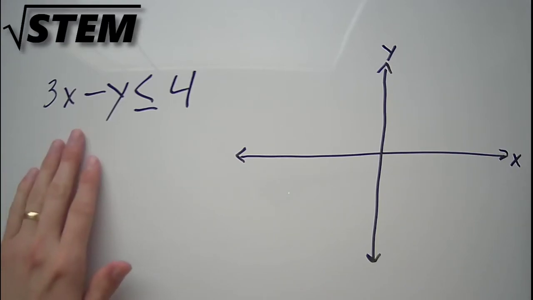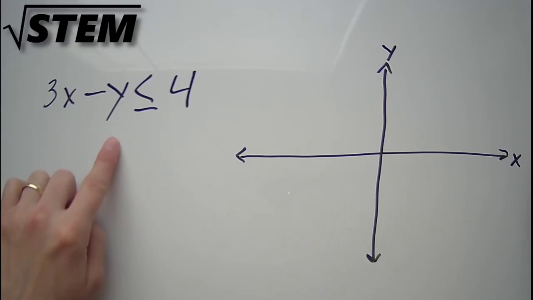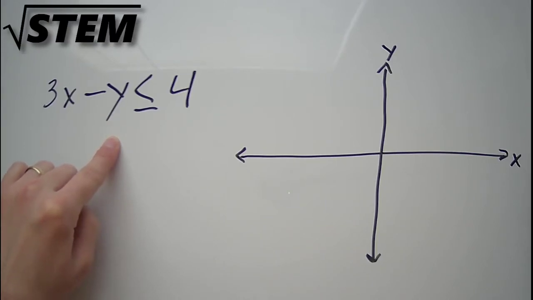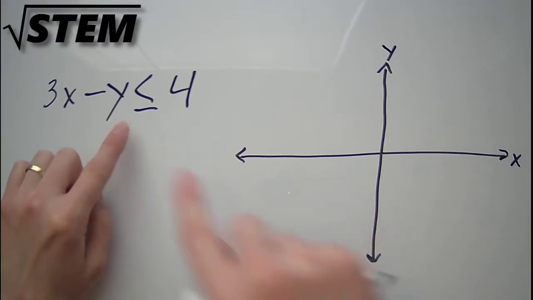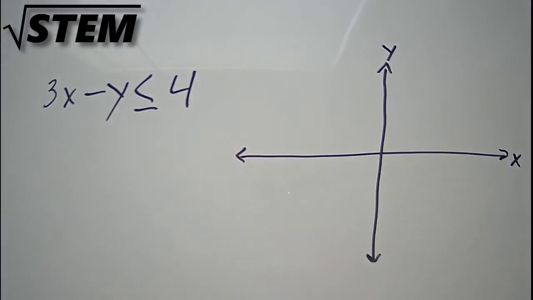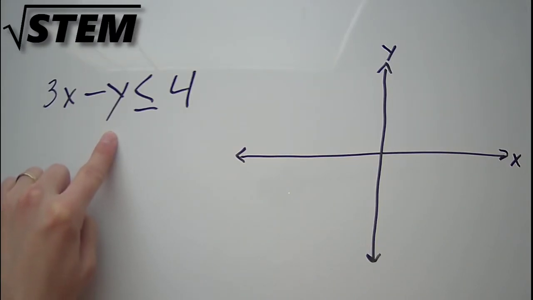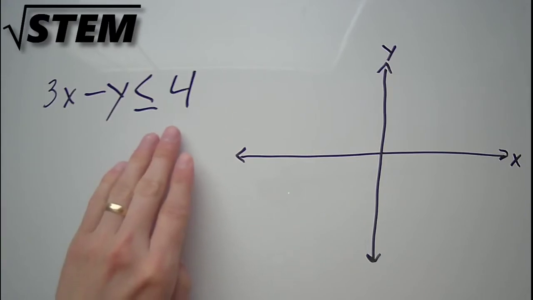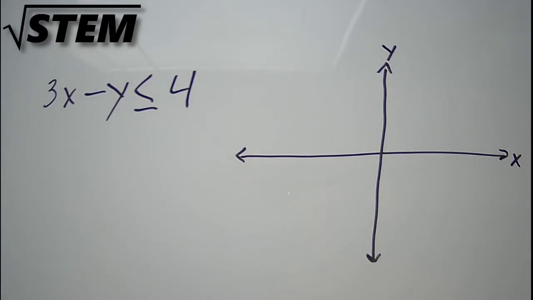So, our first step should be to solve this for mx plus b form, the equation of a line. Even though we have an inequality symbol here instead of an equal sign, it's still going to work. It will still give us a line. So why don't we try to get y all by itself, and then we'll have mx plus b on the right side.